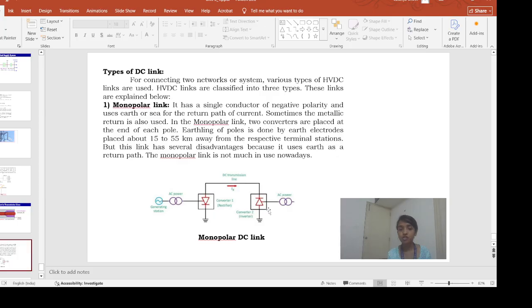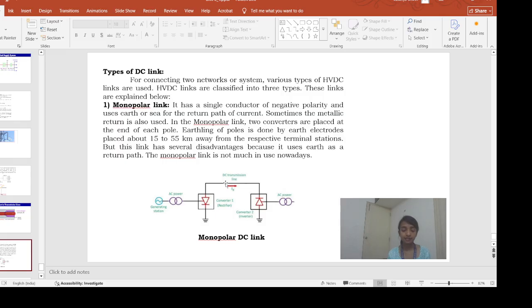At the receiver end we will have the inverter to convert that DC back to AC, and that AC voltage will again be stepped down using a step down transformer, and then distributed and utilized. Now the DC transmission line that we are using here is a negative polarity conductor. Negative polarity conductor means that in the conductor we have free electrons, and when there is an excess number of free electrons in the conductor, we call it a negative polarity conductor.